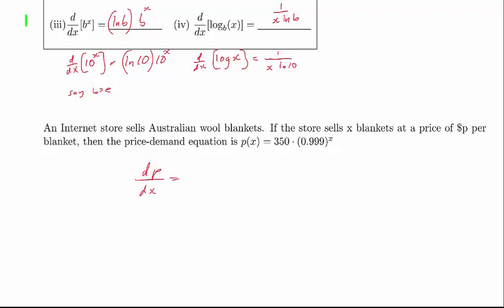And so we just take the derivative here. So this is going to be 350 times 0.999 to the x, and note that this 0.999, that's our b value. So we have to take the natural log of 0.999, and there we are. That's it. That's how the price changes as we vary things. All right, so that was a pretty simple operation to work with.